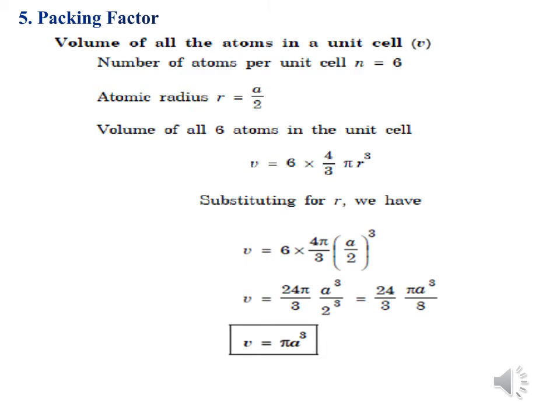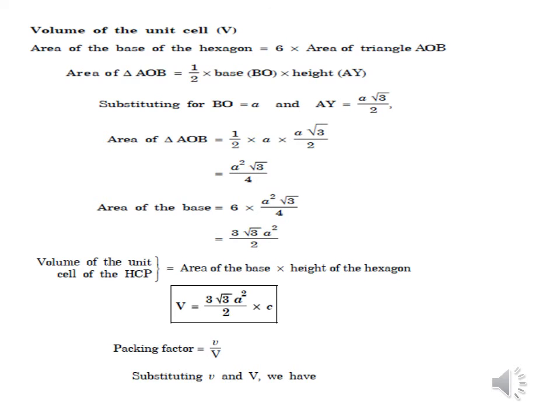Therefore, the volume of 6 atoms in the unit cell, small v, equals 6 into 4 by 3 pi r cubed. Substitute R as A by 2 and simplify this equation. Small v equals pi a cubed. That is the total volume occupied by the atoms present per unit cell. Next, find the total volume of the unit cell, capital V.